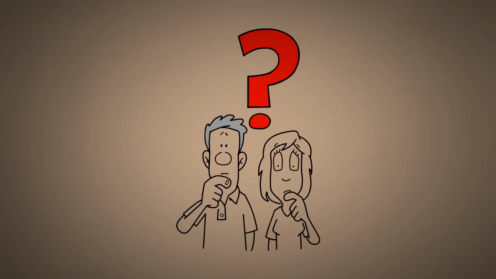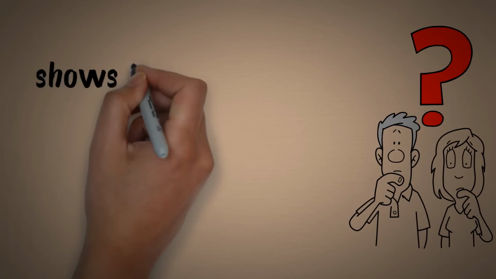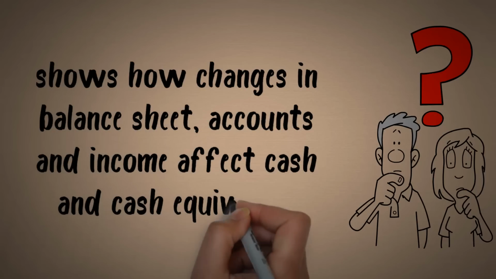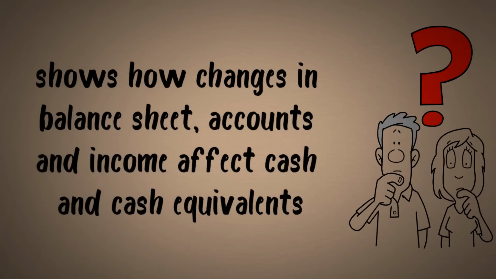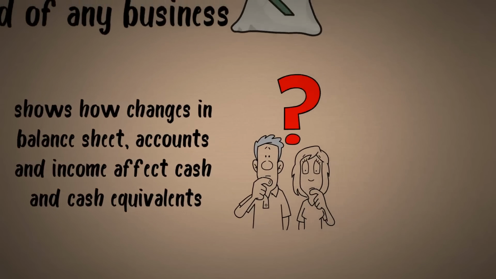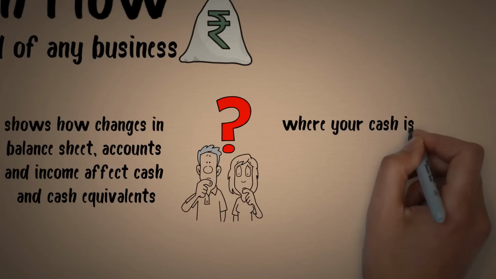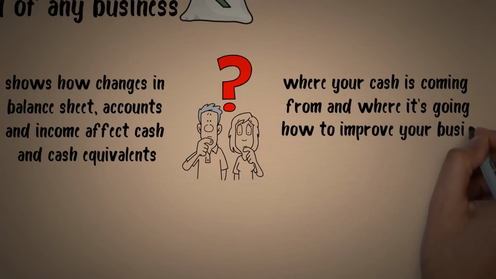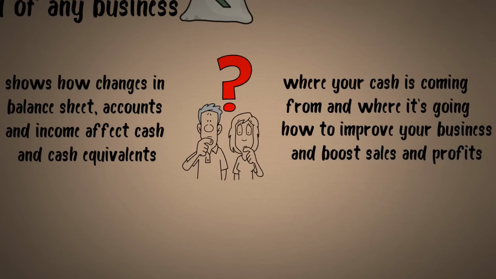The statement of cash flows is a financial statement that shows how changes in balance sheet accounts and income affect cash and cash equivalents. It also breaks the analysis down into operating, investing, and financing activities. In other words, the statement of cash flows is a great tool for understanding where your cash is coming from and where it's going. This, in turn, can help you make better decisions about how to improve your business and boost sales and profits.